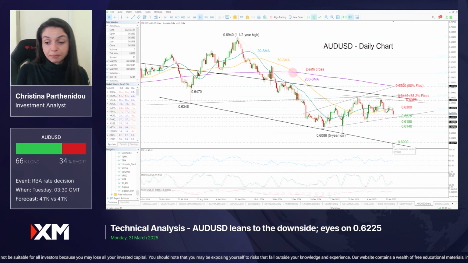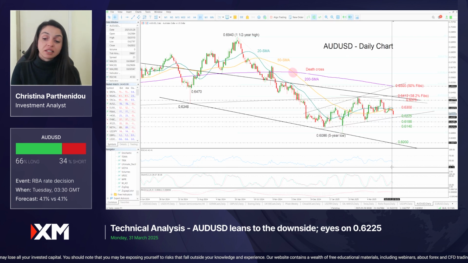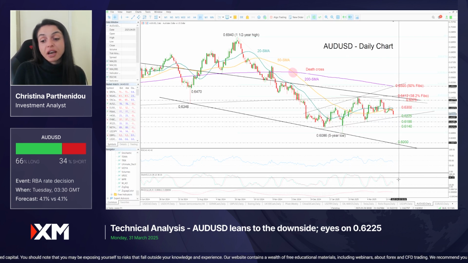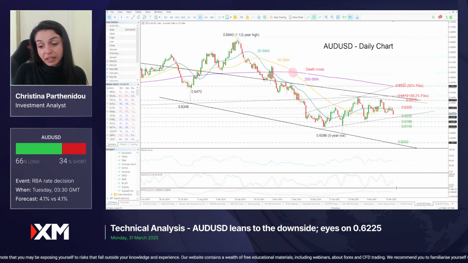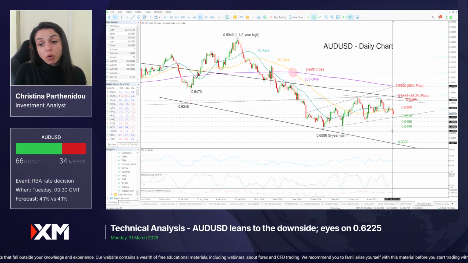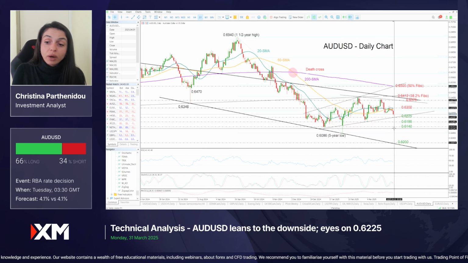line is placed. From a technical perspective, I believe that the bias is skewed to the downside. If we look at the RSI and the stochastics, and even the MACD, are all pointing downwards, so downside risks seem to be more likely than upside ones.